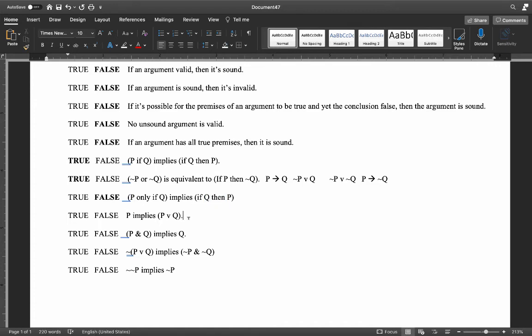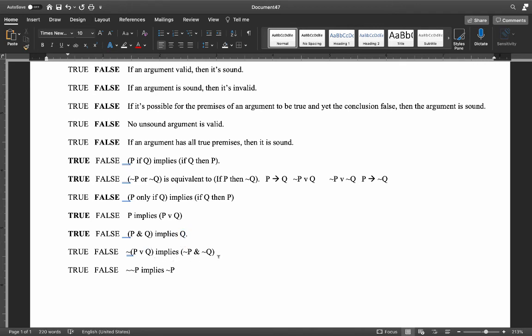P implies P or Q. That's also true. This is the rule of addition we talked about before. Why does P imply P or Q? Because this requires only that at least one of them be right. Well, if you know P is right, then you know P or whatever else is right. What makes this P or whatever else right? The fact that P is right. Next one, P and Q implies Q. That's also true. If I know I have a left hand and a right hand, it follows that I know I have a right hand.